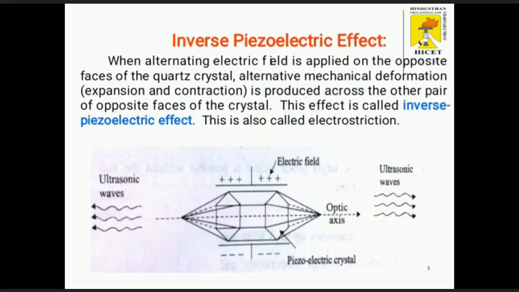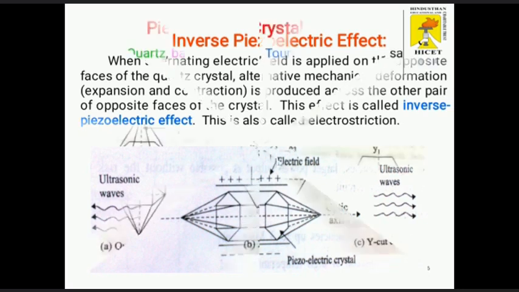Then the inverse piezoelectric effect. When an alternating electric field is applied on the opposite faces of the quartz crystal, alternating mechanical deformation, that is expansion and contraction, is produced across the other pair of opposite faces of the crystal. This effect is called the inverse piezoelectric effect. This is also called electrostriction. Here I have given the alternating electric field on the opposite faces of the crystal, and hence ultrasonic waves are produced by the expansion and contraction of the quartz crystal I have used here.